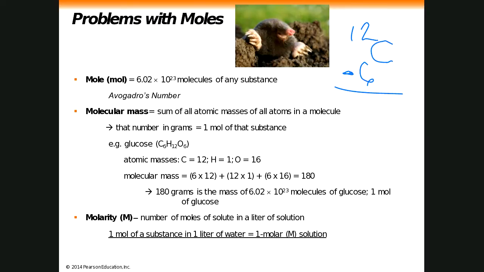And if I asked you to do a problem like this, I would give you the information you need that you see down below. I'd give you the masses. A carbon atom weighs 12, a hydrogen atom weighs 1, and an oxygen weighs 16 Daltons or AMUs. Everybody follow me so far? Any questions on any of that?